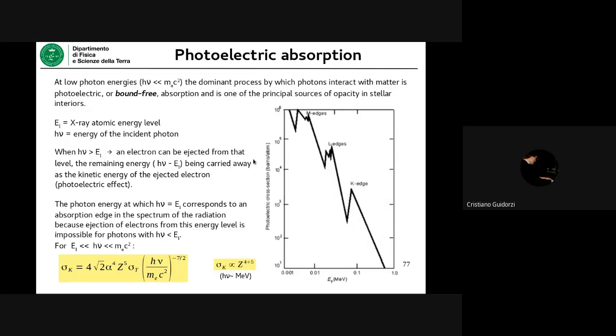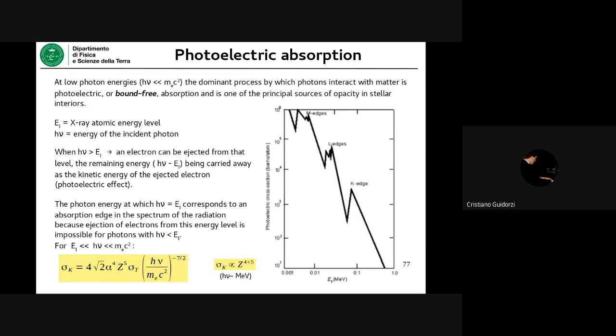And instead, when you move to higher energy, so when it is no longer the case that the energy of the photon is negligible with respect to the rest energy of the electron, the dependence on Z becomes a little milder, but not by much. You see, the power law index is still in the range between 4 and 5. So it's still a huge, strong dependence. In general, this is something that every physicist remembers: the dependence of the photoelectric cross-section on both the atomic number and frequency.